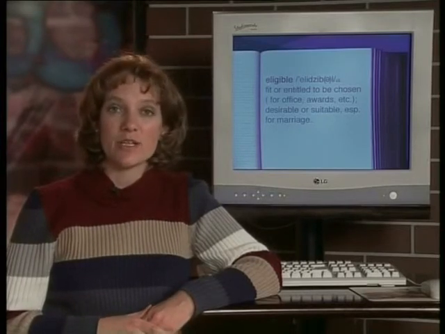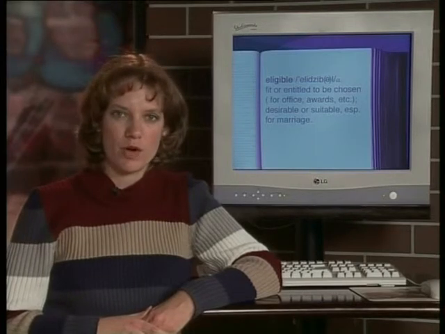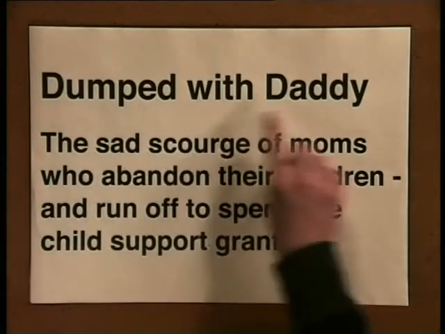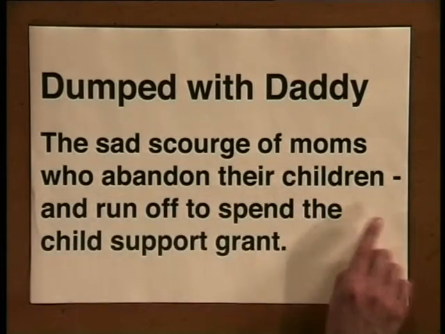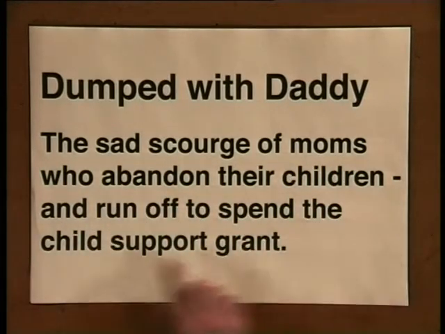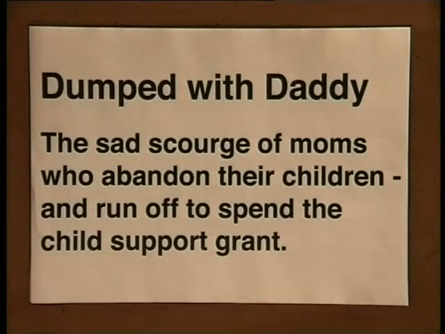We're now going to look at another article that is also on the topic of child support grants. Dumped with Daddy, the sad scourge of moms who abandon their children and run off to spend the child support grant. Just from this heading and subheading, do you think this text is just a news article, or does it have an emotive quality?